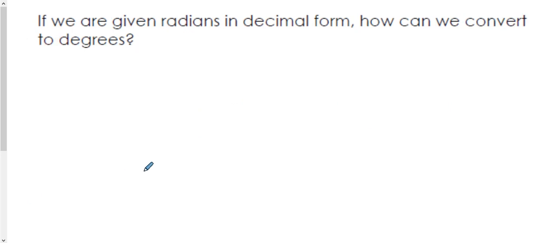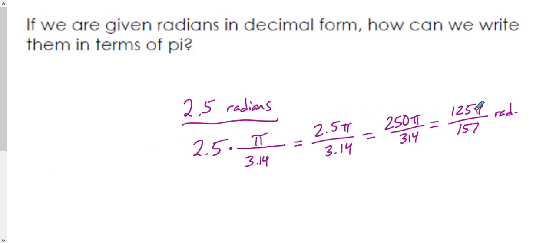Now, how about if we're given radians in decimal form, can we convert it to degrees? Well, we could, if we went back to this problem right here. Remember, to convert this into degrees, we just change this to 180 degrees, and it'd be 125 times 180 divided by 157. We could do that if we wanted to; that wouldn't be that big of a deal. But there's a little bit faster way to do it.